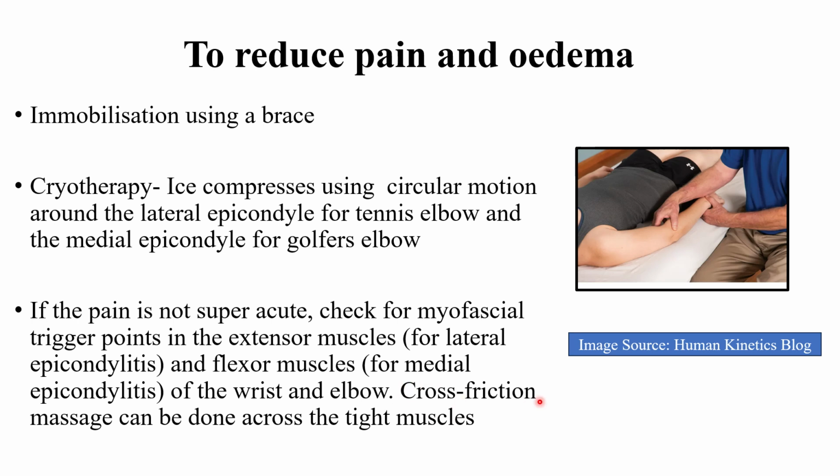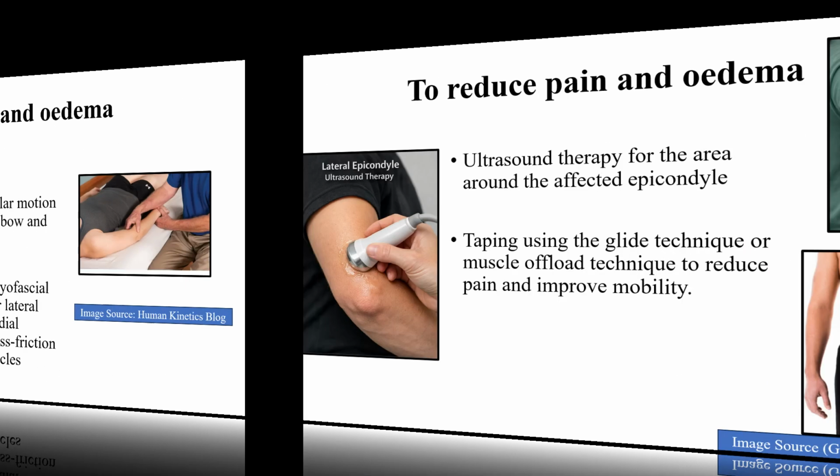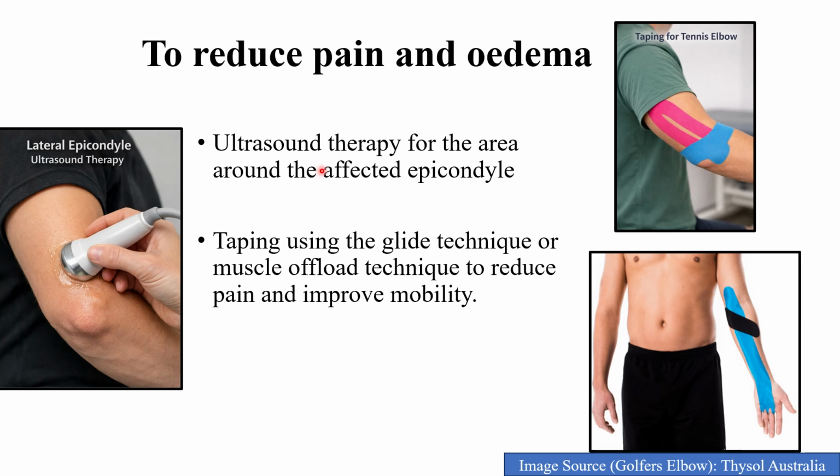You can also ensure that cross friction massage is done along the respective epicondyle just to loosen any adhesions that are formed around the tendons wherever there is the origin. One can also do ultrasound therapy. If it is very acute, you go for more pulsed modes and a lower intensity, whereas if you have a more chronic case coming to you, you can go for a continuous mode and a higher intensity for a longer duration.